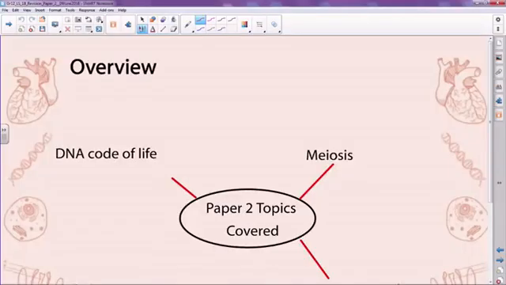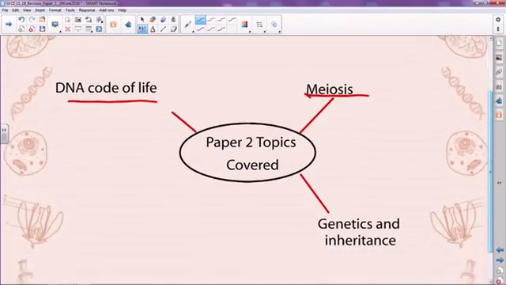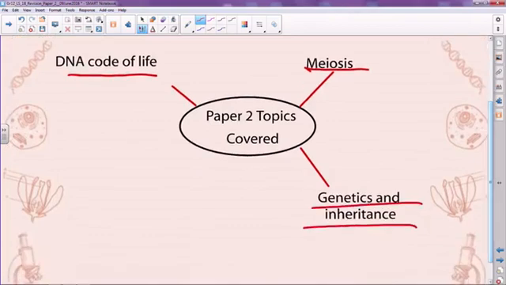Right, so we've had a look at paper 1 and now paper 2 has a couple of things that we need to have a look at and go over. The first one is DNA coding of life. Then we have a look at meiosis, and lastly, genetic inheritance.